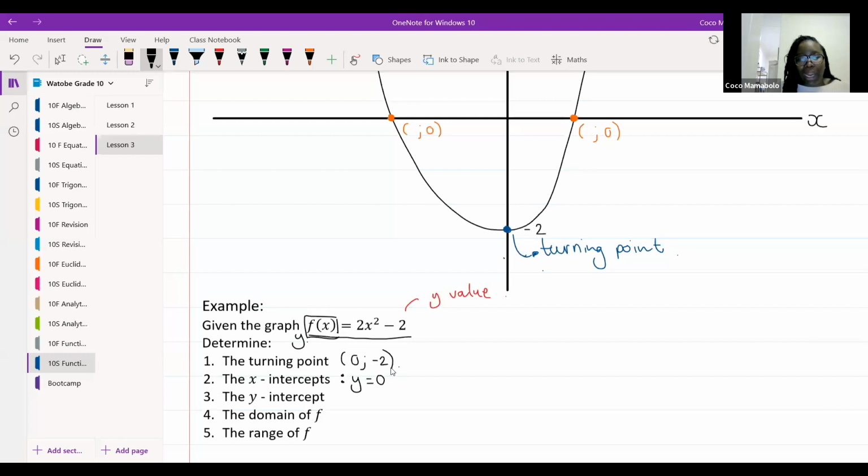So we're going to replace y with 0. So what I'm going to get here is 0 is equal to 2x squared minus 2. And then we're going to solve for x. Solve for x, guys. So first thing I'm going to do here is I'm going to take out my highest common factor. Yes, Asbonge.